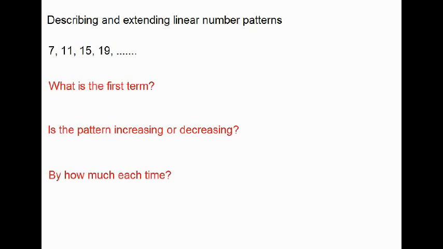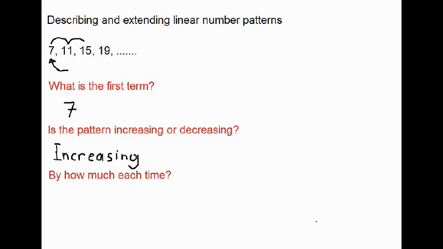So looking at our first pattern we have here, we're going to answer this first question, what is the first term? And the first term is the first number that appears in our number pattern. And in this case, the first term is 7. The next question we ask ourselves is the pattern increasing or decreasing? Well, to go from 7 to 11, it has to get bigger. So in this case, it's increasing.